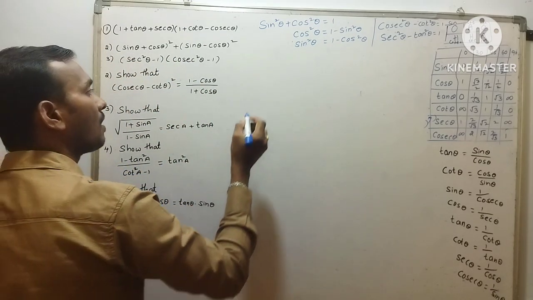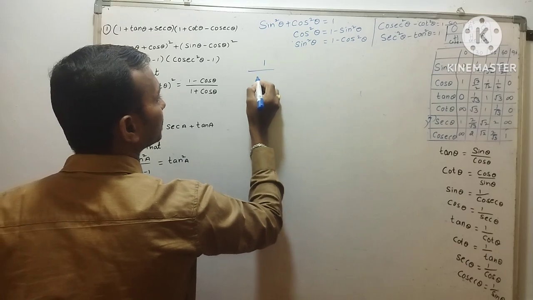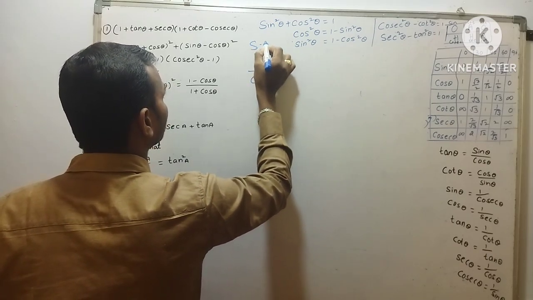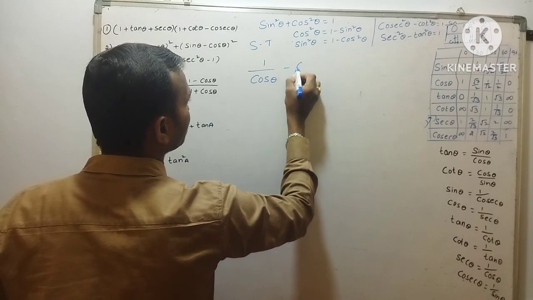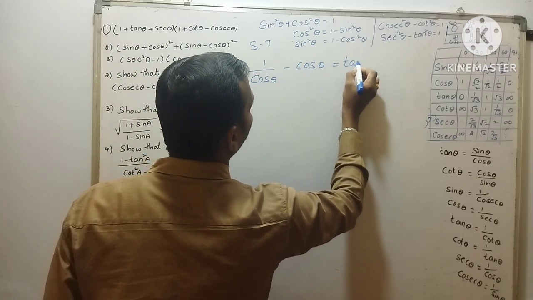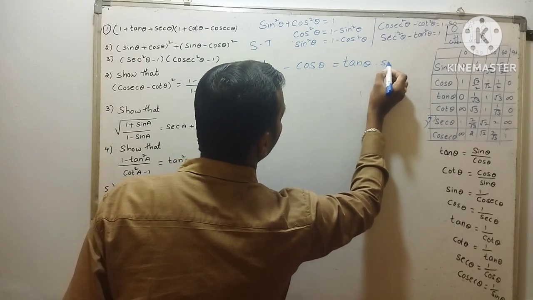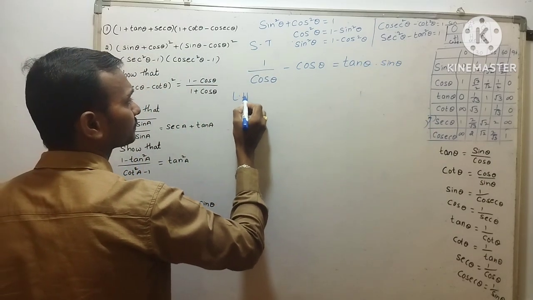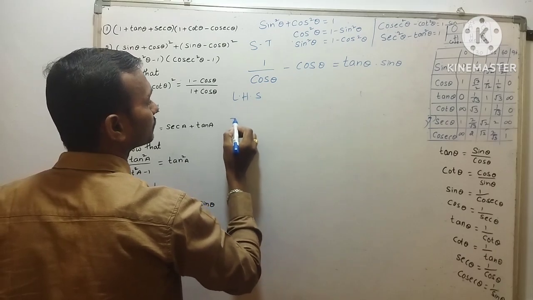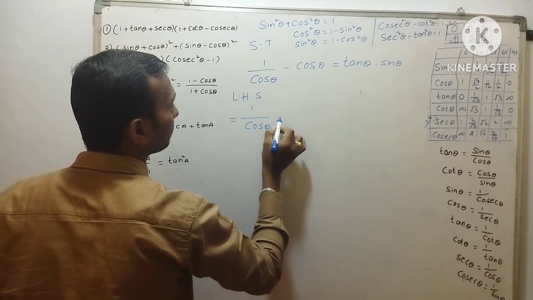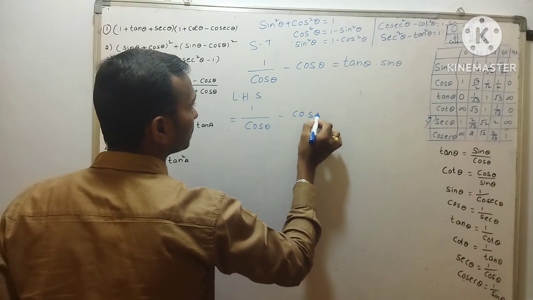So that is 1 by cos theta minus cos theta. This also, show that it is equal to tan theta into sin theta. So take the LHS similarly. That is 1 by cos theta minus cos theta.